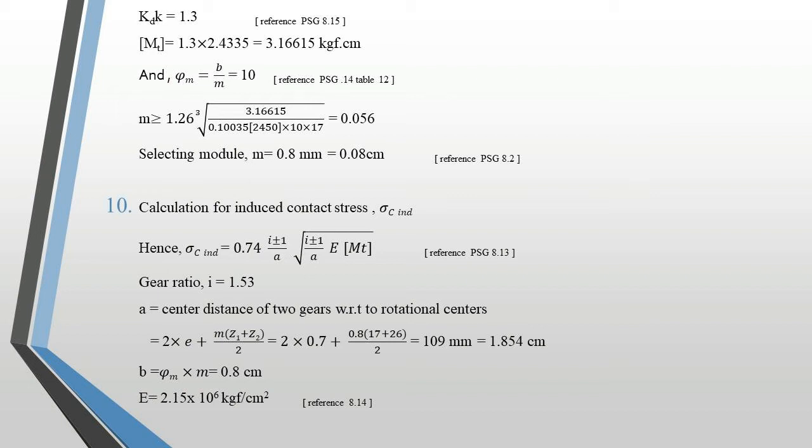So that is equal to 2 into (0.7 plus 0.8) into (17 plus 26) upon 2, that is equal to 109 mm, that is 1.854 centimeter. Now b is equal to psi m into m, which is equal to 0.8 centimeter, and E is equal to 2.15 into 10 raised to 6 kgf per centimeter square, which is from PSG 8.14.